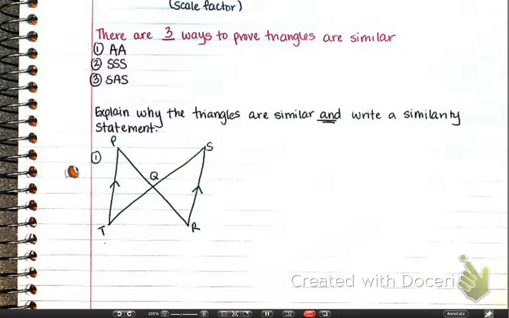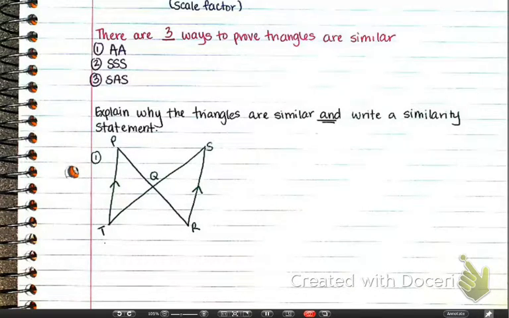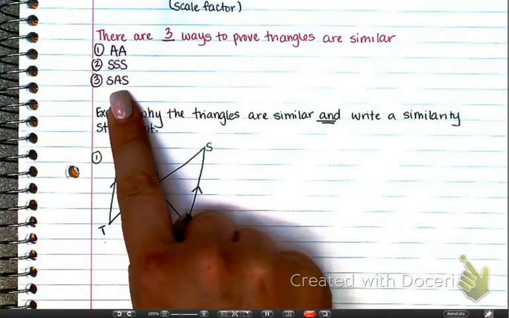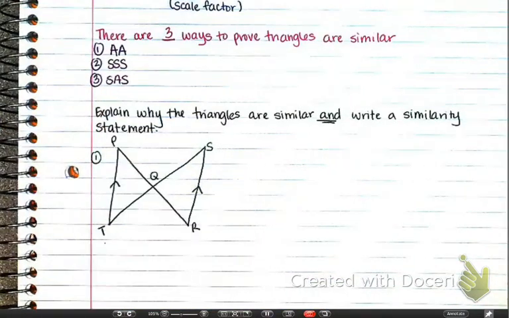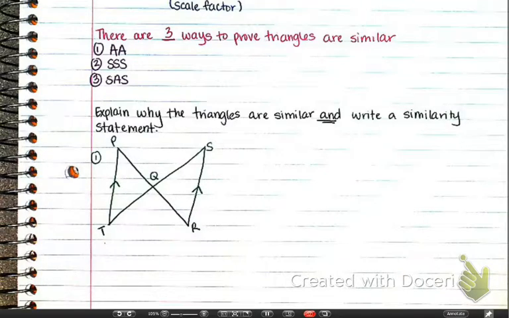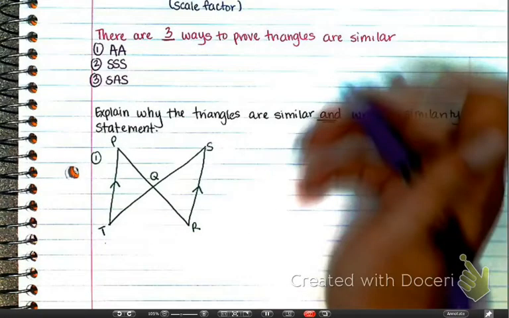The first thing I ask myself is, do I know any information about sides? Do I know numbers about any of the sides? Am I given any numbers on sides? No, which means I'm probably not using side, angle, side, and I'm definitely not using side, side, side. I know nothing about the sides. Do you agree with that? Which means my only option left is angle, angle.